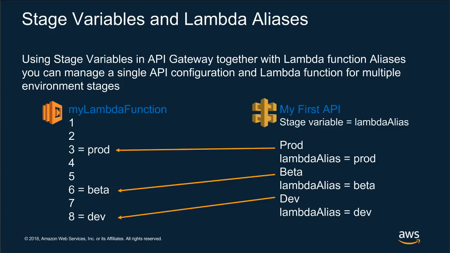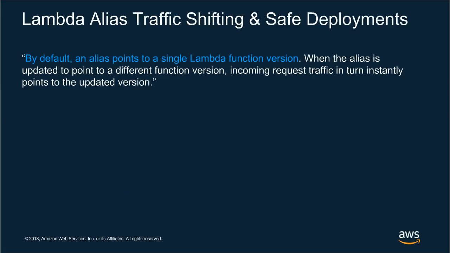And so as I go now to deploy my code, it would potentially remap an alias to a new version. So this is directly from the Lambda documentation. By default, an alias points to a single Lambda function version. When the alias is updated to point to a different function version, incoming request traffic in turn instantly points to the updated version. So again, as we remap an alias, that is effectively the same as an all-at-once traffic shift over to that new version that the alias is mapped to.